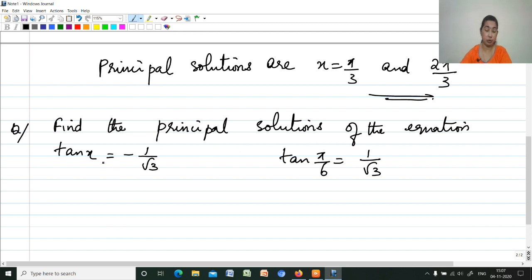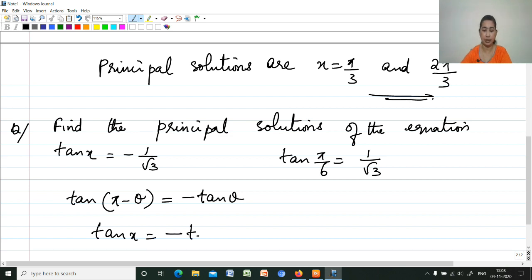So we should get tan x, which is minus 1 by root 3. For that we have to take tan of pi minus theta. What is tan of pi minus theta? Tan of pi minus theta is minus tan theta. And tan x equal to minus 1 by root 3. How can I write this? Tan x equal to minus tan, what is 1 by root 3? Tan pi by 6. So here I am getting minus tan pi by 6.